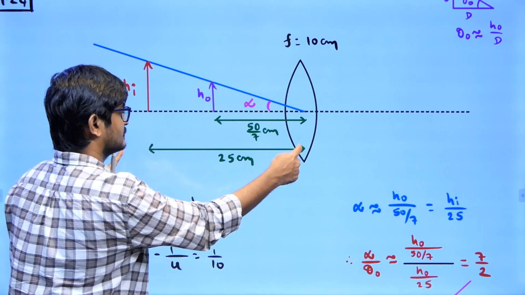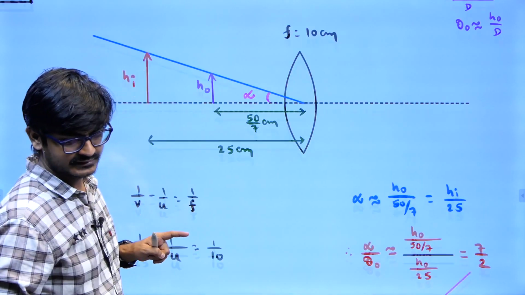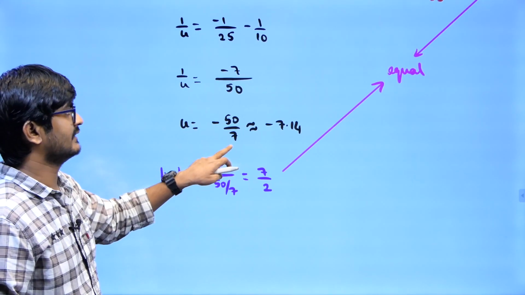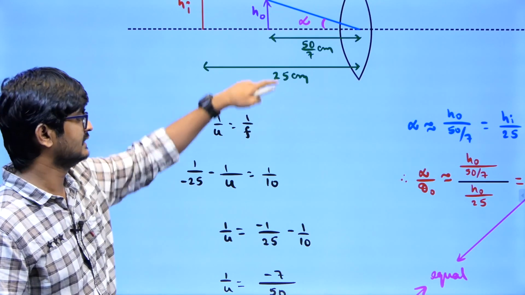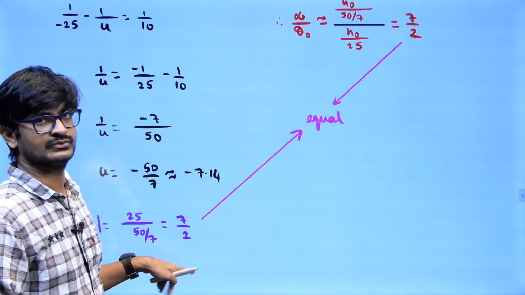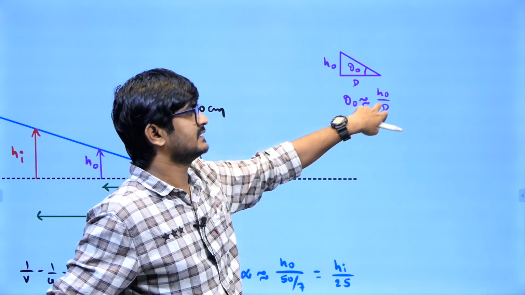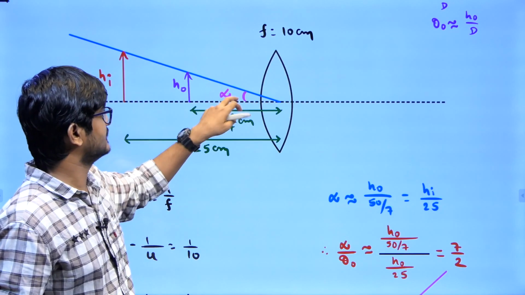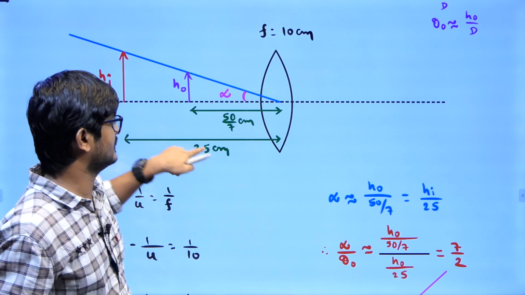Now I will be following the same thing. I know the image distance, so using the image distance and the lens formula, I will find the object distance. That will turn out to be 50 by 7. Now with this object distance, the magnification will be v by u magnitude wise, which I can get as 7 by 2. Now without the lens the maximum angle subtended is this much. Now with the lens the maximum angle subtended, in this particular case, is h0 by 50 by 7 or hi by 25.